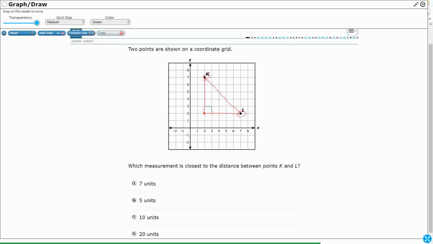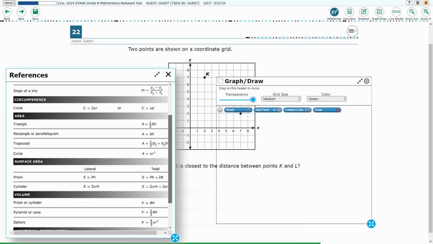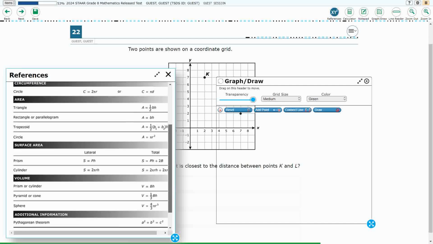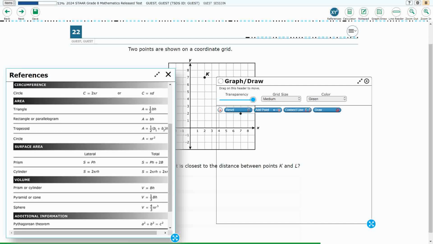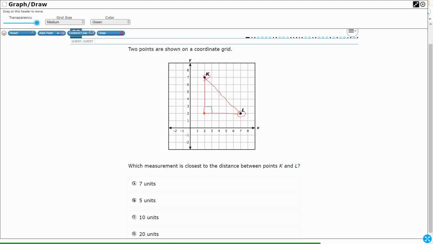Because if I can create a right angle in a right triangle, now I could use, see in our reference material, it's simply labeled right there at the very bottom, Pythagorean Theorem, a squared plus b squared equals c squared. I can use that here.